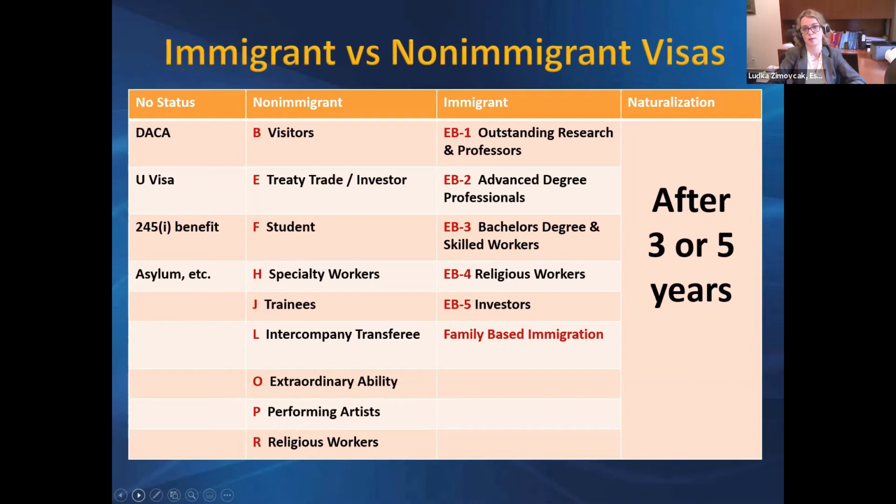Oftentimes, you may have an employee, you're thinking about doing the green card, they already have the H-1B, and they get married to a US citizen. So that may be an easier option, and you may support the family-based immigration, or they already have a parent that sponsored them for the green card. And then you have 5 different categories for employment-based immigration.